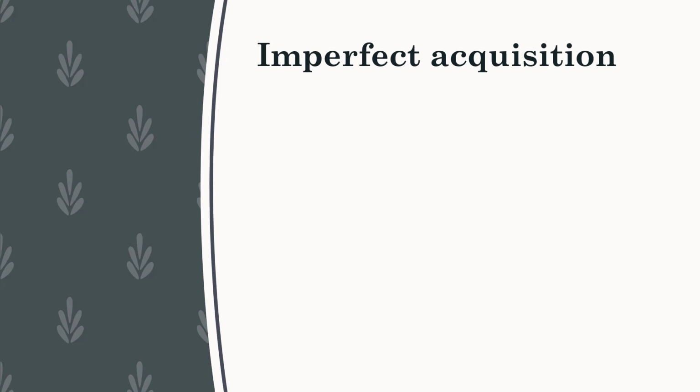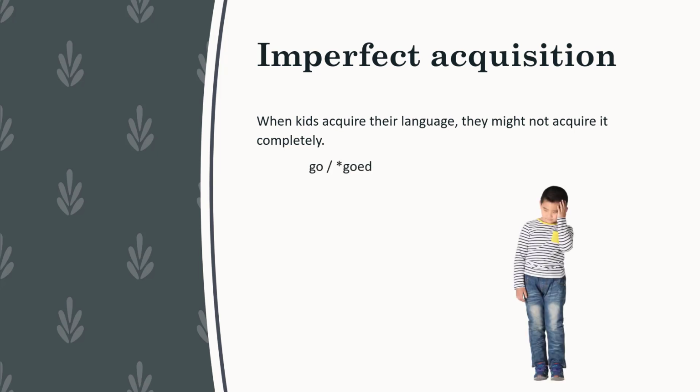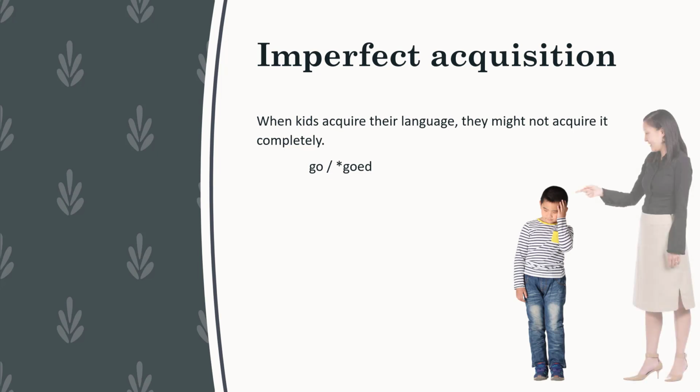There's also another reason, imperfect acquisition. When kids acquire the language, they might not acquire it completely. They might make mistakes. Maybe you have heard the word goed as the past of go. Some children make that error, and it's very common. It makes sense. There is nothing wrong with that. And children, when their parents correct them, or after a while, they stop saying goed and say went.